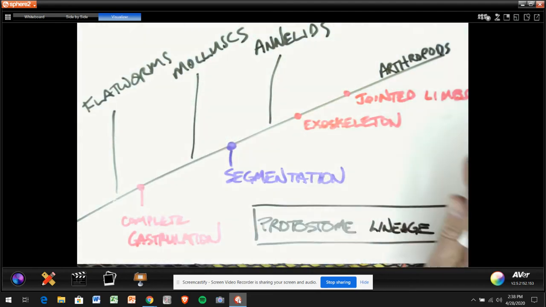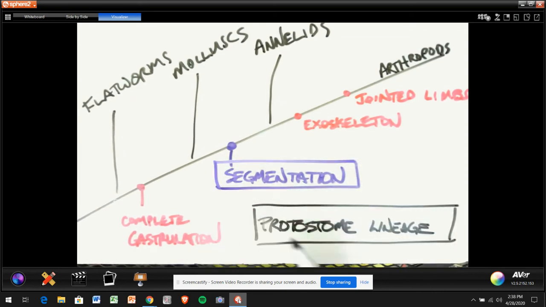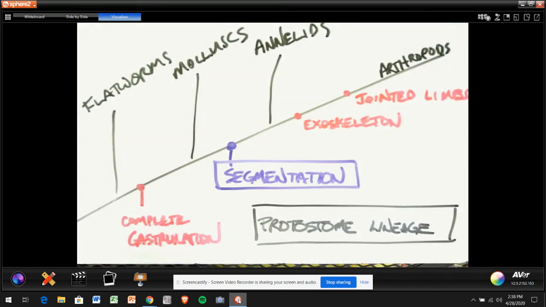So mollusks we've dealt with. We've shown you a dissection of the squid, a dissection of the snail, and a dissection of the clam, the freshwater mussel. And now we're going to move on to a new group that has a new feature that had not appeared in any of the other lineages, which is true segmentation. Now, segmentation appears in the deuterostome lineage as well, but segmentation first appears in the protostome lineage with the annelids. The annelids are the segmented worms.